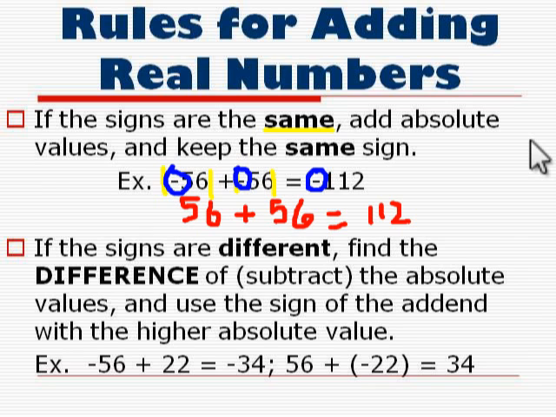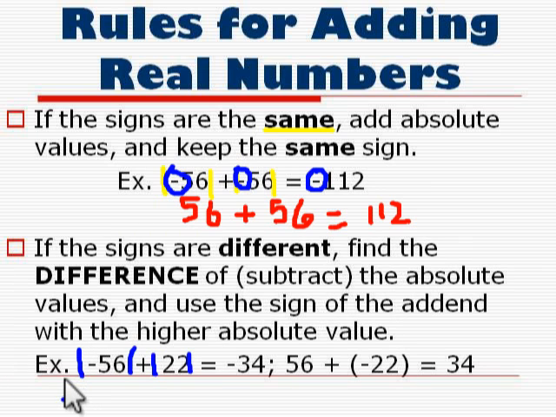When the signs are the same, you add and keep the sign. That's the short version. Now, if the signs are different, you find the difference. And remember from the first section, when you find the difference, that means you're subtracting. You're going to find the difference of the absolute values and use the sign of the addend with the higher absolute value. That's kind of complicated. So let's start this, okay? We have -56 plus 22, and I know that the answer is already there, but we're still going to use that example. It says, find the difference of the absolute values.